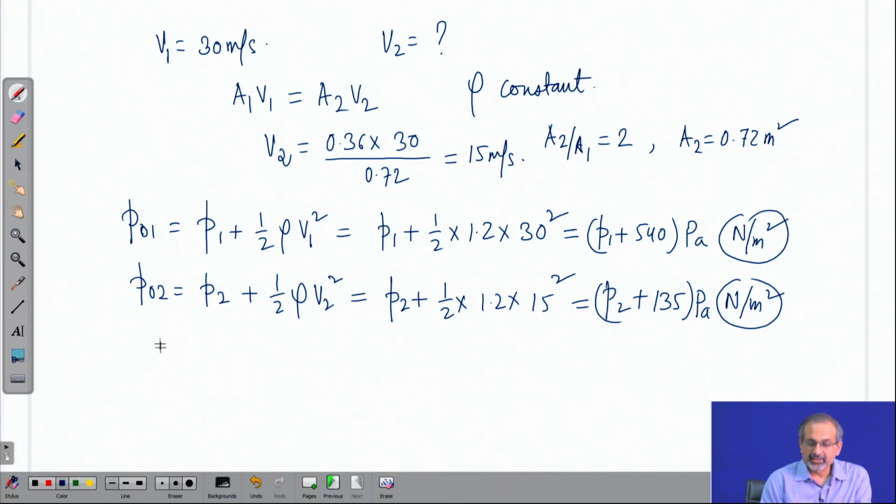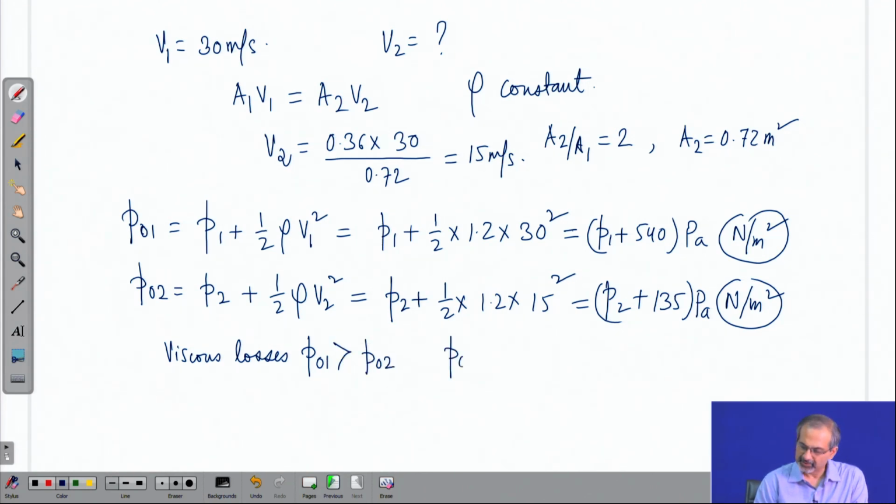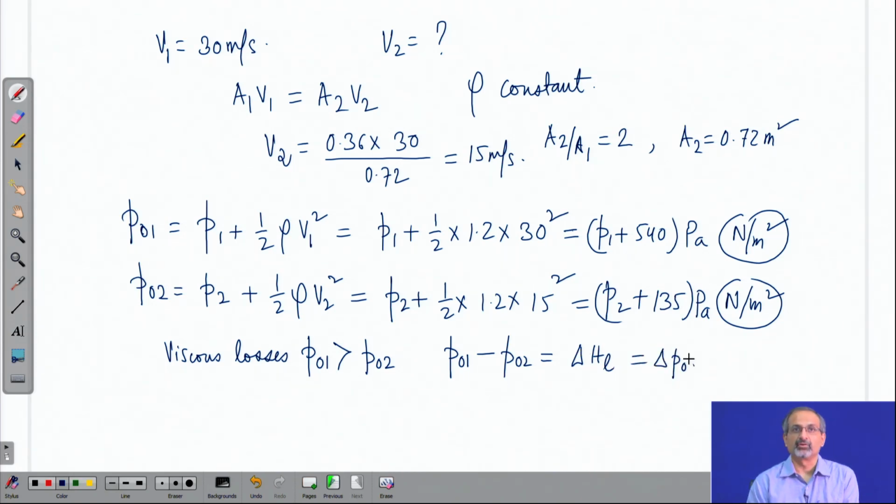Now, obviously, because there are viscous losses, there will be a loss in stagnation pressure. So, P naught 1 will be greater than P naught 2. So, when you find out the difference, P naught 1 minus P naught 2 will be the drop in stagnation pressure across the component.